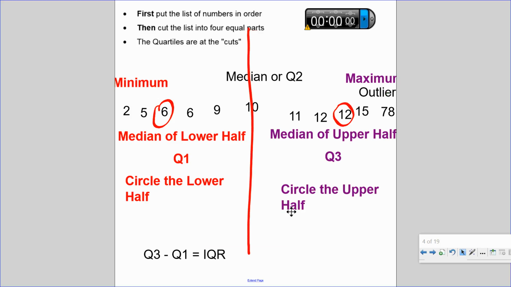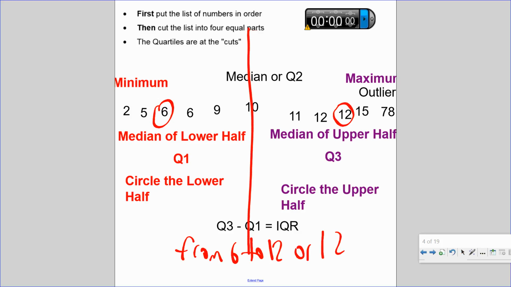And the last word we're going to be learning is IQR, or interquartile range. That means the spread from quartile 1 to quartile 3. Quartile 1 is 6, quartile 3 is 12. How spread out is it from 6 to 12? So the IQR, or interquartile range, is 6. So what are quartiles? Quartiles split a set of numbers into four groups. You have one group here, one here, one here, one here. This is quartile 1, quartile 2, quartile 3.